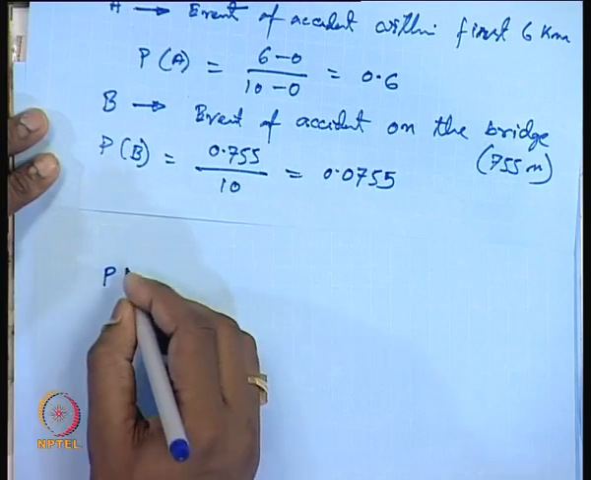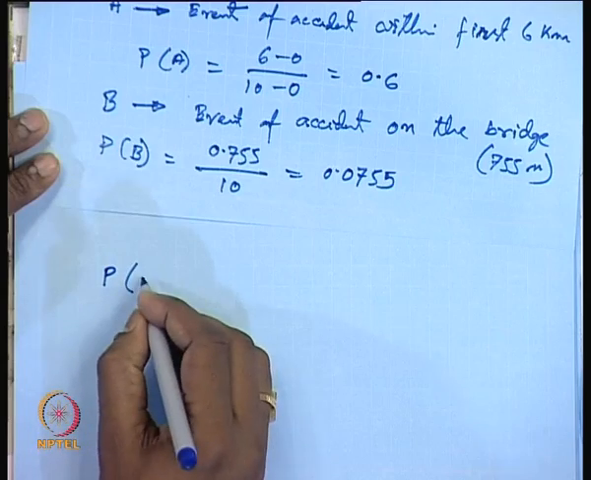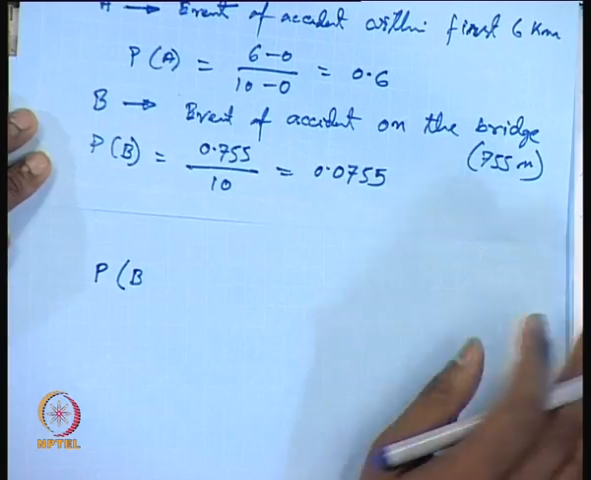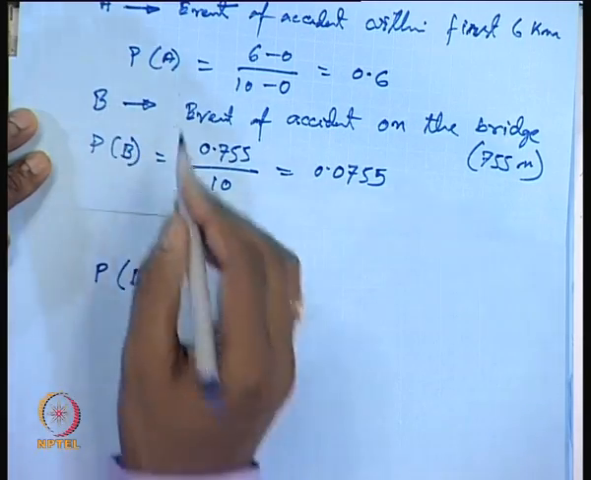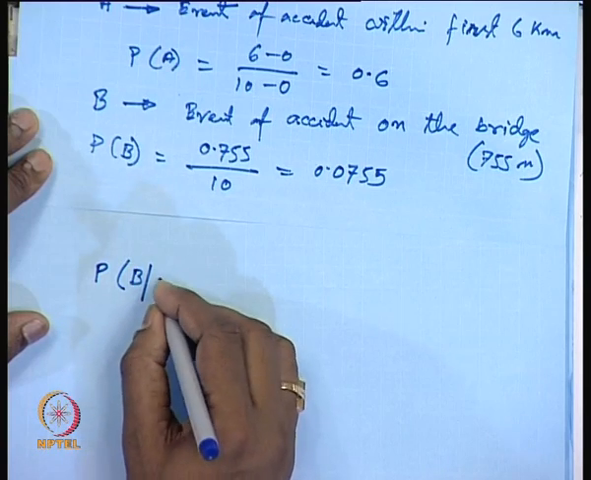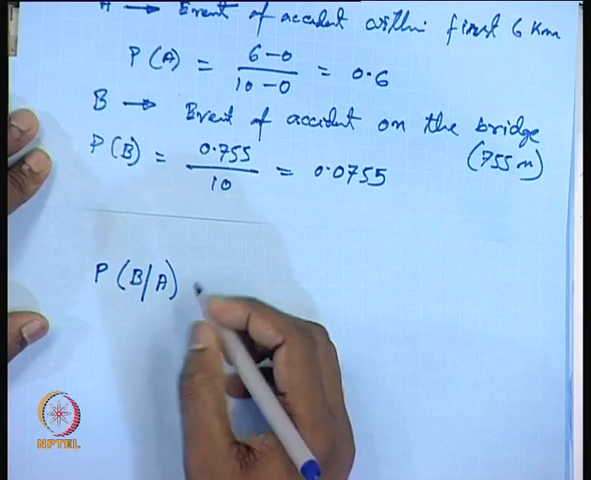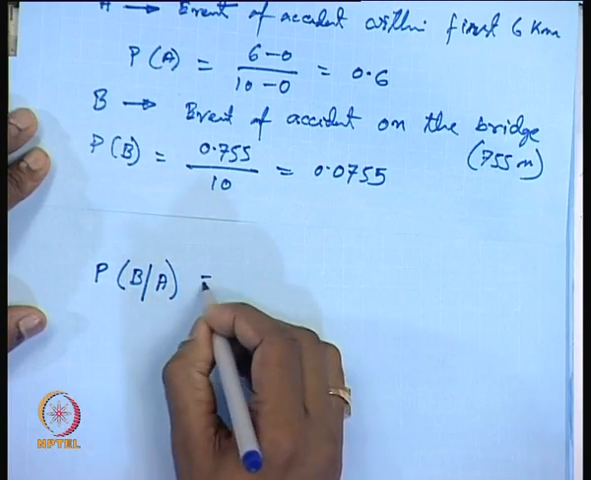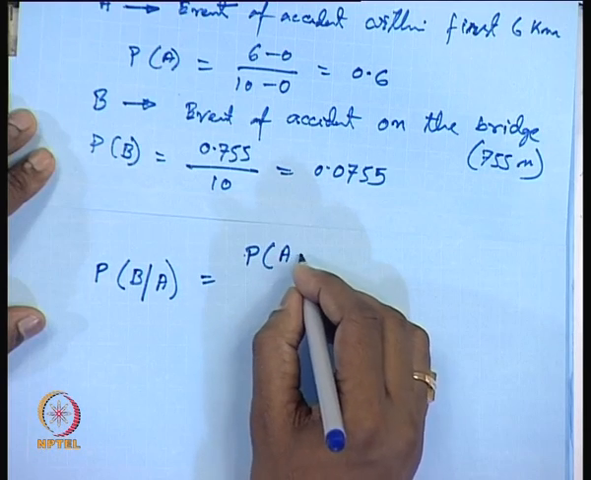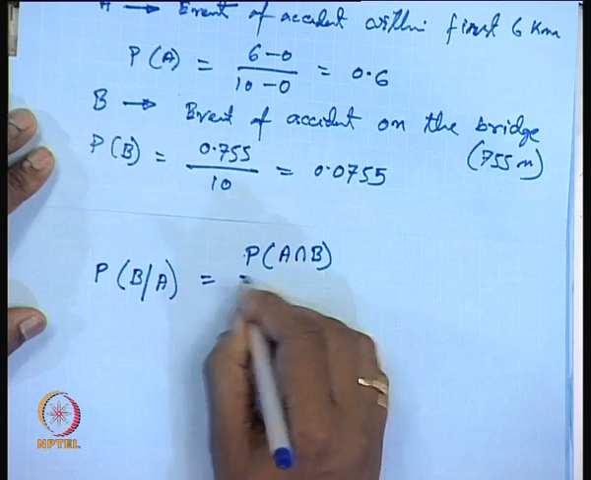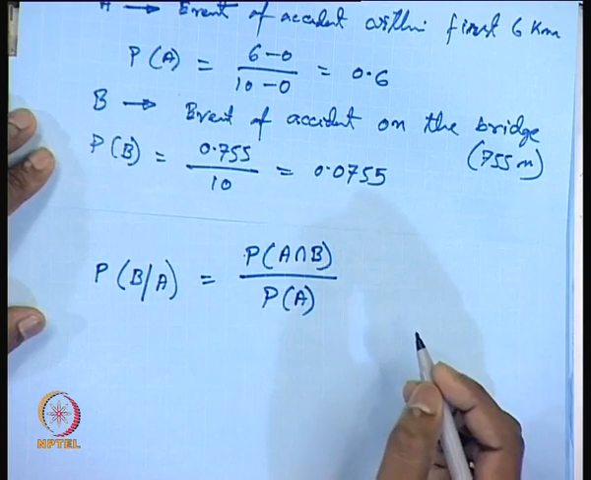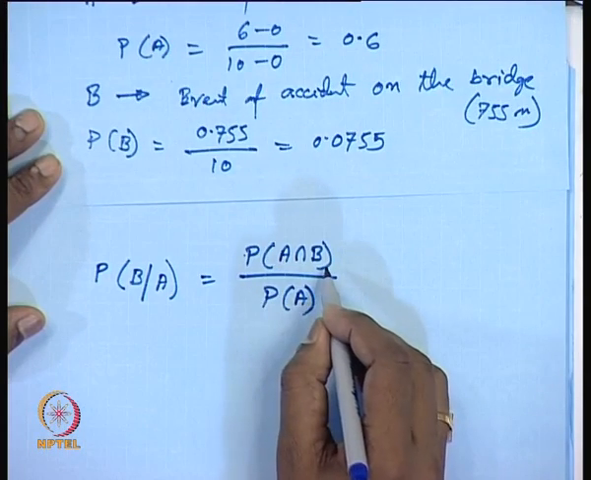So here, the probability that we want to know is the probability that it has occurred on the bridge, that is the event B, on condition that it has occurred within the first 6 km of the stretch. So this is B given A. Just by putting it here, the probability of A intersection B divided by probability of A.